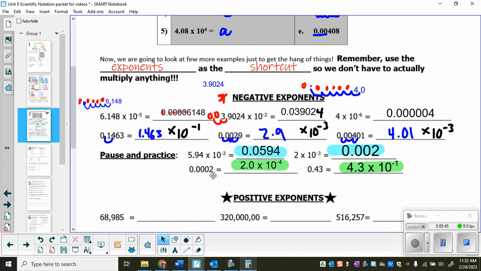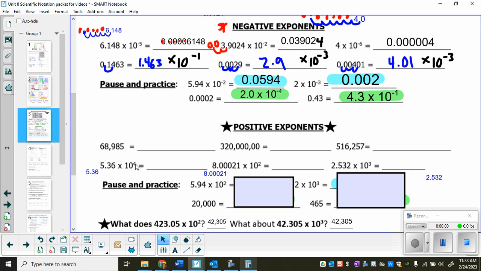Here, this is going to be the 2, and then we have 1, 2, 3, 4, so times 10 to the negative 4, we have 4 zeros right there with the decimal. And again, 0 point, so there's only 1 0 there, so times 10 to the negative 1. 4.3 times 10 to the negative 1. All right, now let's practice here with some positive exponents, all right?